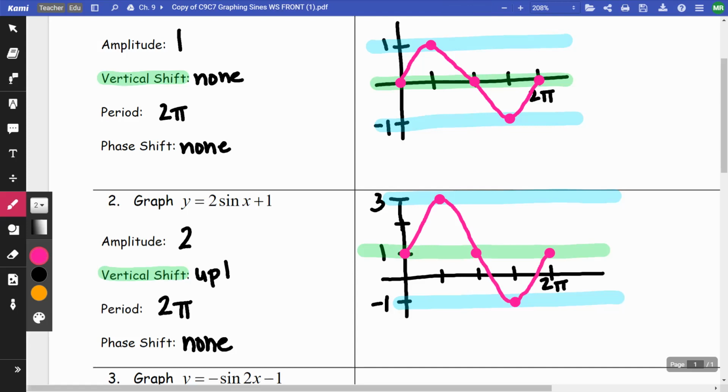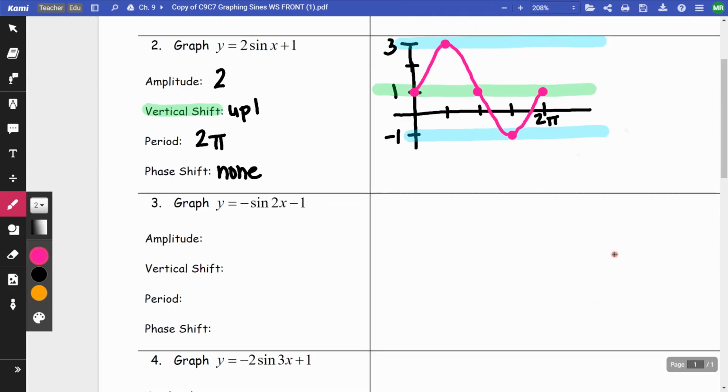And there's my graph. Okay, I need to see these markings. I need to see your high and low and middle. High, low, middle. I need to see where you're starting and ending a period. Okay, so I need those measurements. Okay, number 2.